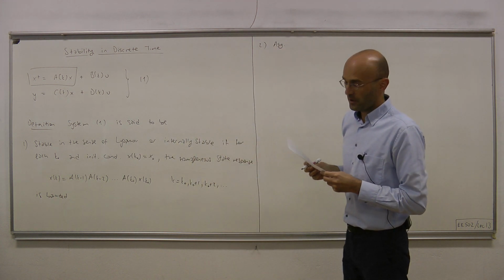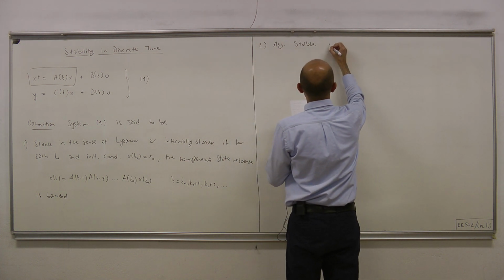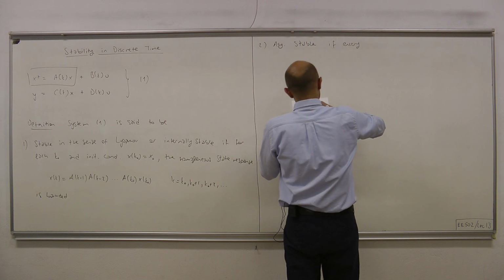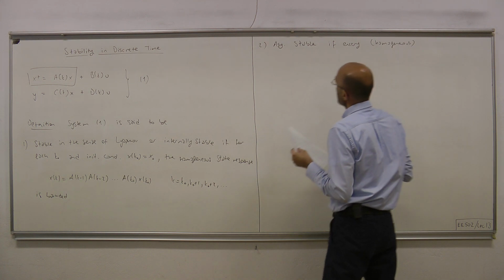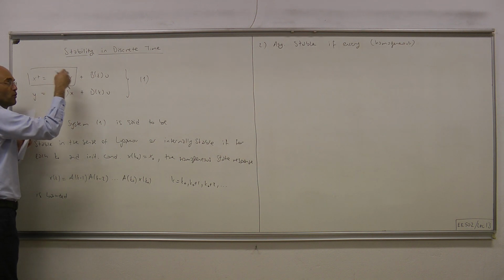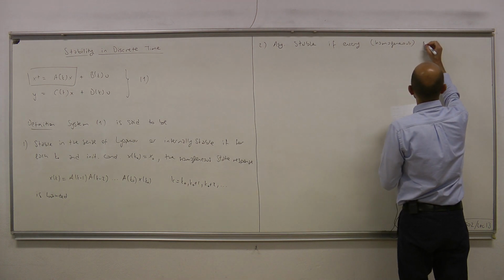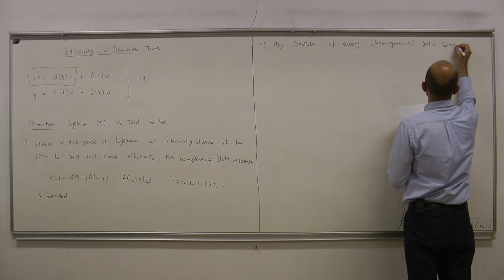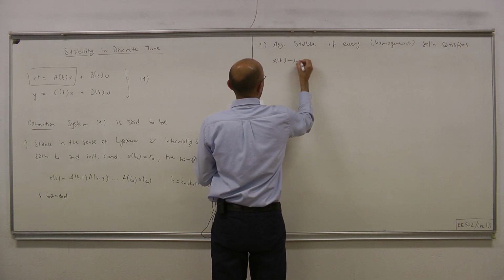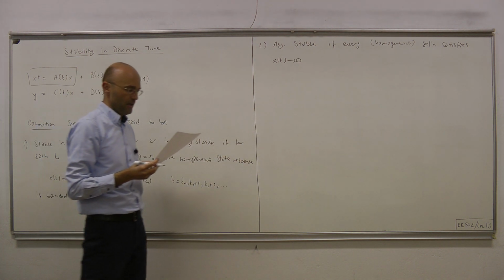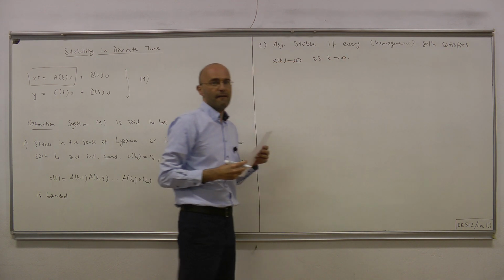The system is said to be asymptotically stable if every solution, and by that we mean the homogeneous solution, so we're ignoring the input, to this difference equation satisfies x of k converging to the origin as k goes to infinity.